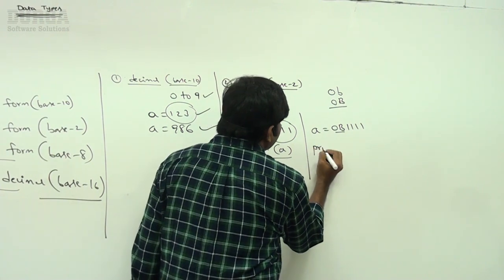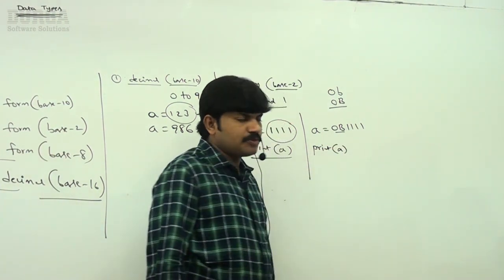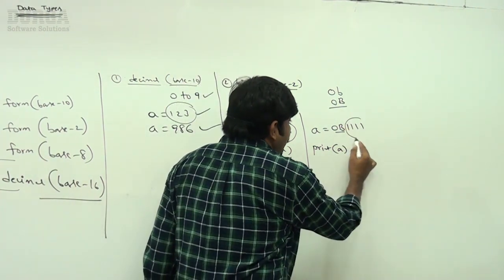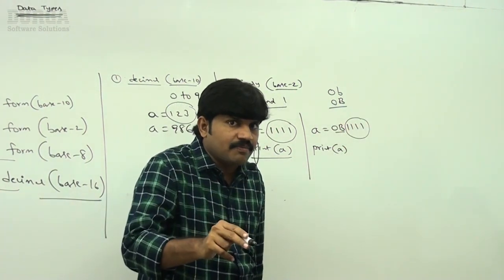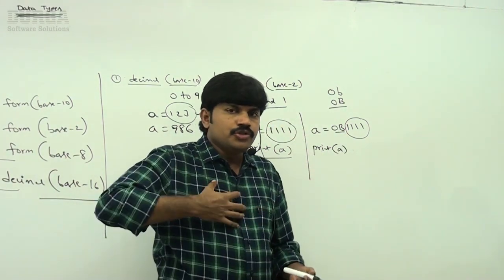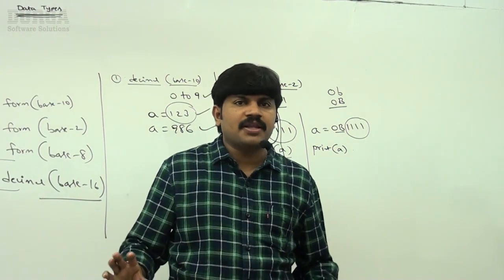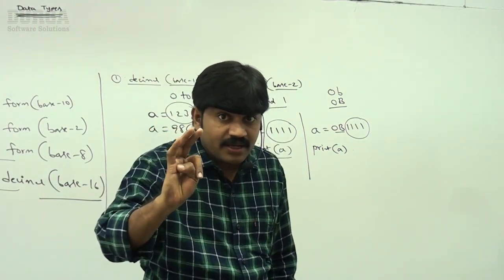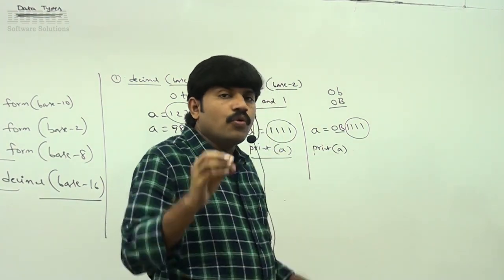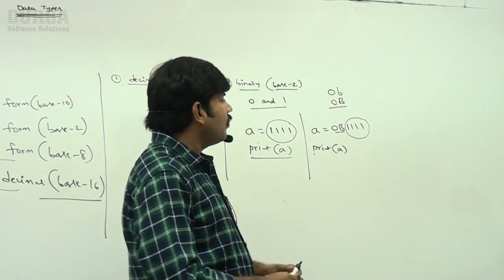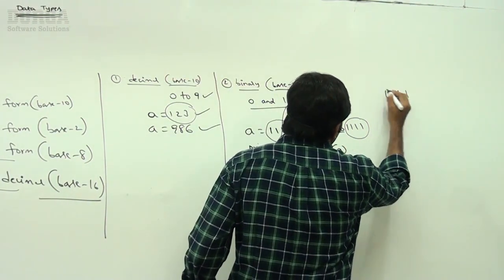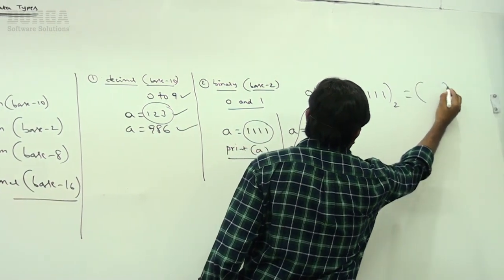Now you can print a. What is the output you are going to get? This is the binary number, and it is converted into decimal, so that decimal value we are going to get. So you have the choice. You can represent values either in decimal or binary or hexadecimal or octal. But the Python virtual machine is always going to provide the value only in decimal form. Remember that. Binary number 1111, can you please convert it to decimal?